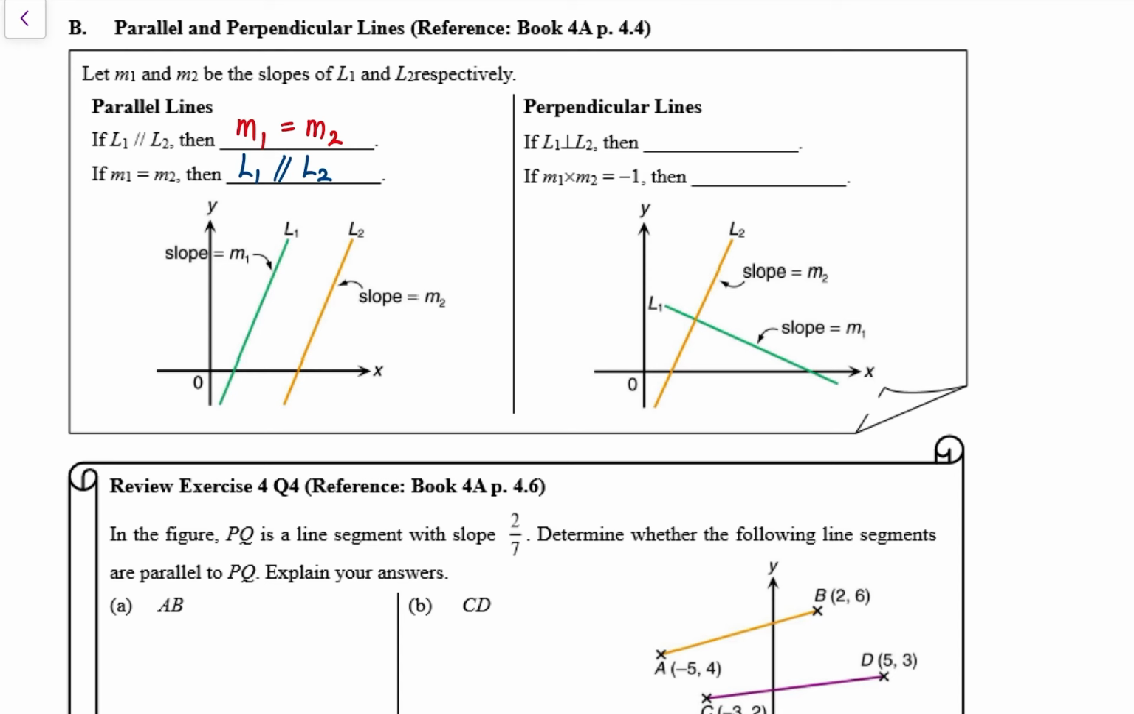For perpendicular lines, if two lines are perpendicular, then the product of the slopes would be equal to -1. If L1 is perpendicular to L2, then M1 times M2 equals -1. The other way round is also correct. So if M1 times M2 equals -1, then L1 is perpendicular to L2.